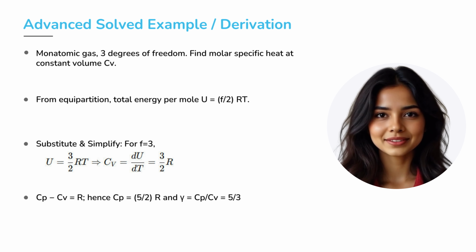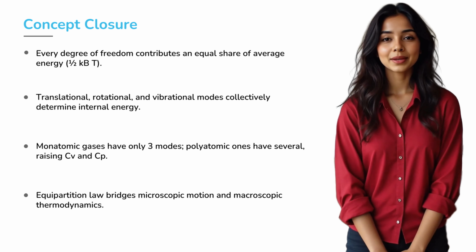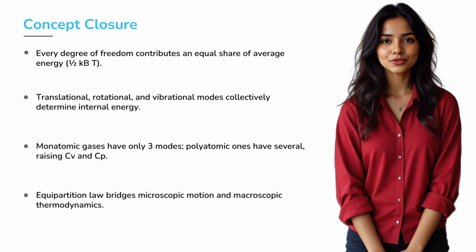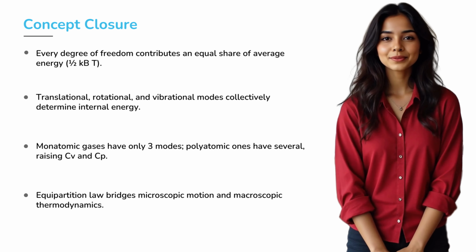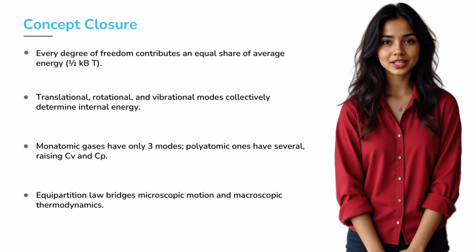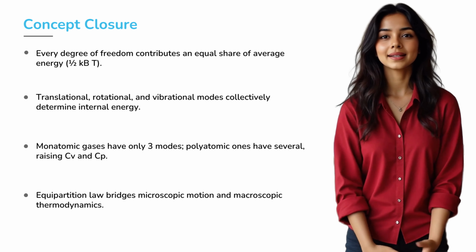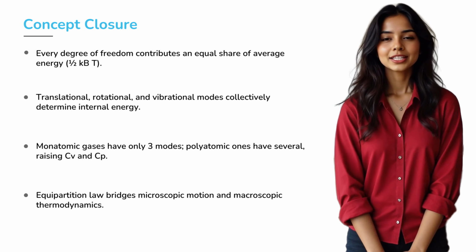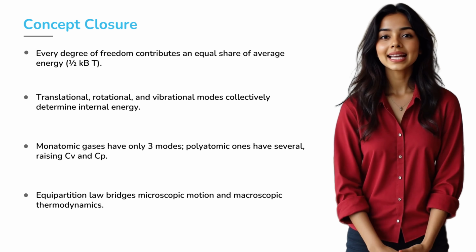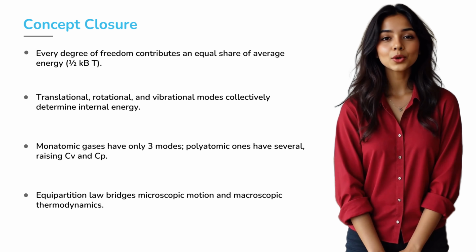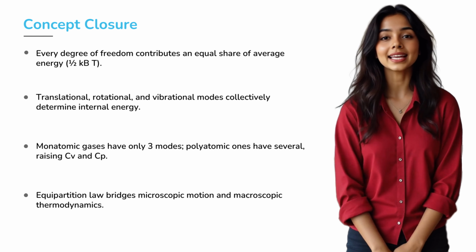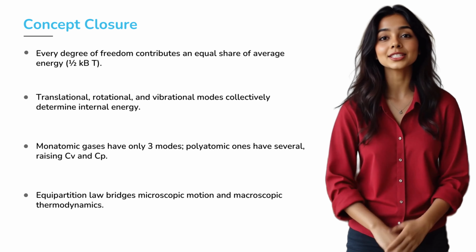Beautiful, isn't it? So, what's the big picture here? The law of equipartition of energy tells us that at thermal equilibrium, every molecule gets an equal energy share for every motion it can make. Monatomic gases only move, diatomic ones spin too, and polyatomic molecules, they move, spin, and vibrate. This principle connects microscopic motion to macroscopic quantities like specific heat and gamma, the heart of thermodynamics.